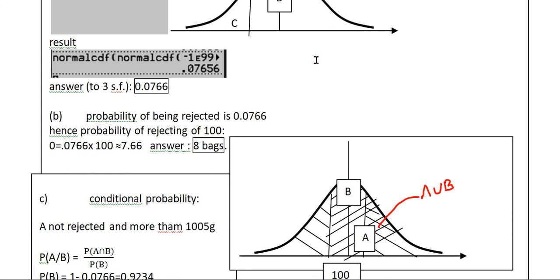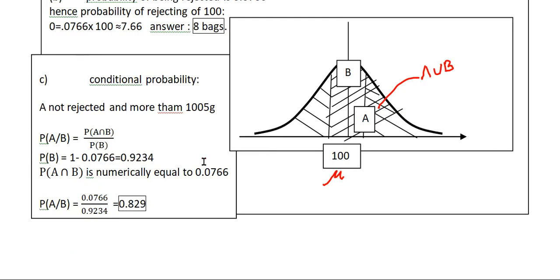Next question. Estimate the number of bags which will be rejected from a random sample of 100 bags. So 100 bags we multiply by probability, and we see that 8 bags will be rejected. C. Given a bag is not rejected, find the probability that it has mass greater than 1005 grams.